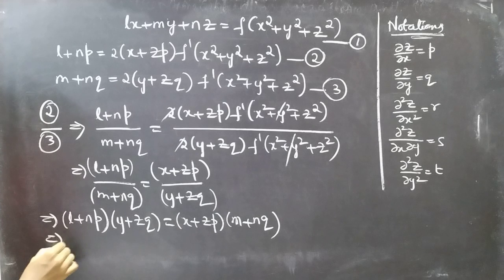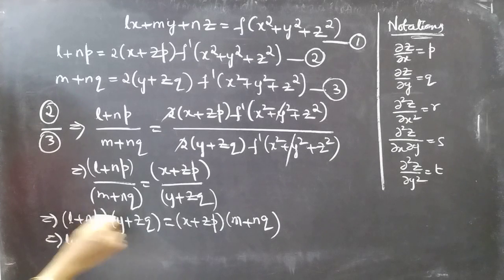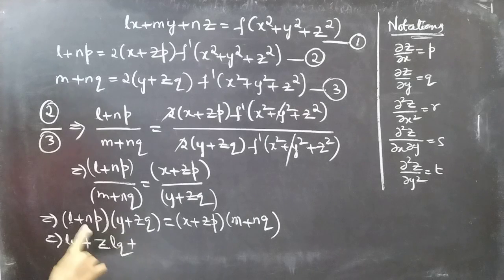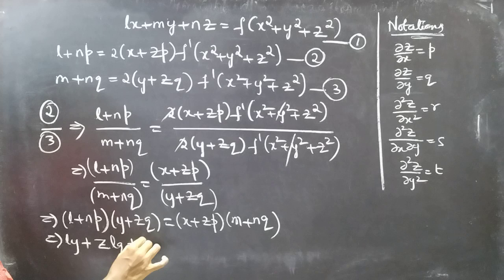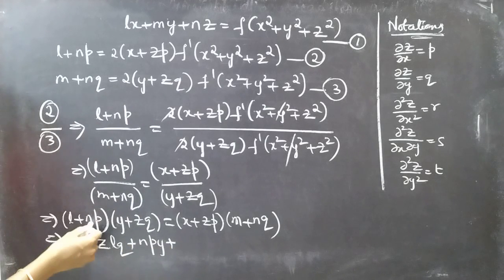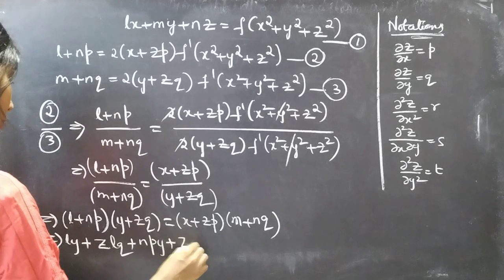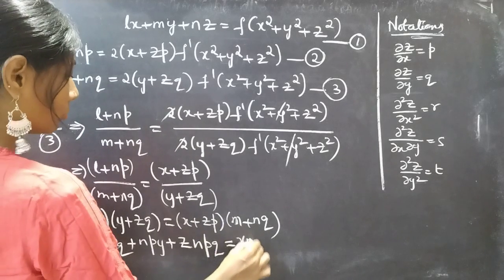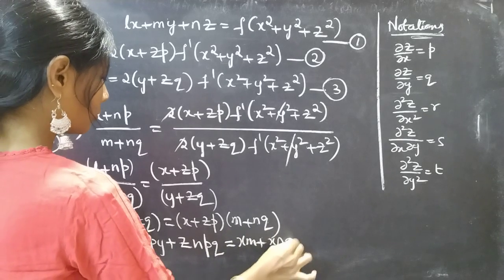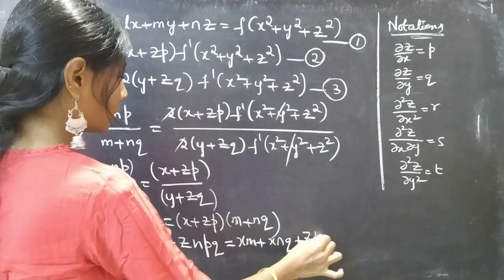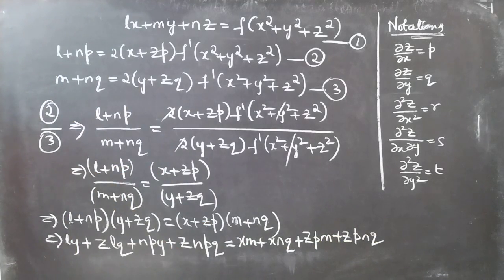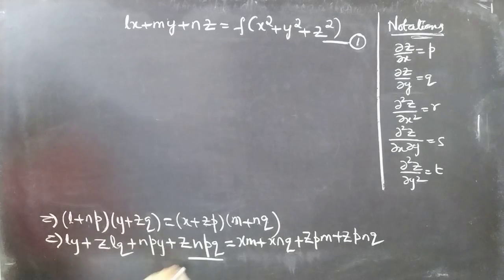right? Which gives us l into y, l into zq, np into y, np into zq, equals x into m, x into nq, zp into m, zp into nq, right? So you are having znpq, znpq in LHS and RHS, right? You can cancel these two.